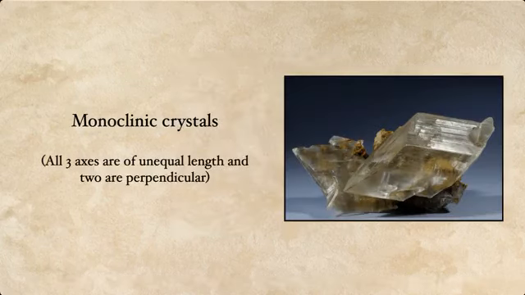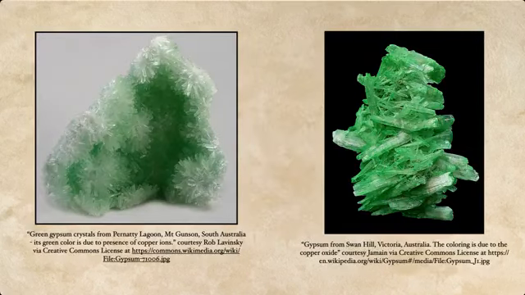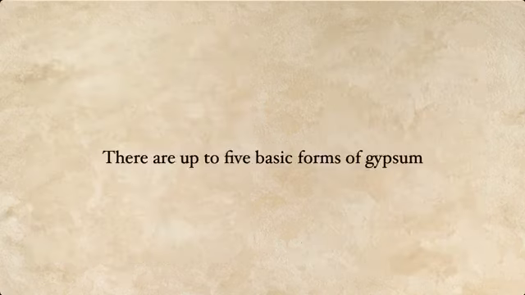It has monoclinic crystals, where all three axes are of unequal length and two of them are perpendicular. Its crystals are usually colorless to white. I say usually because look at that color right there, that very pretty coppery orange. Also this very nice apple green that's right here. Both of these specimens are from Australia.